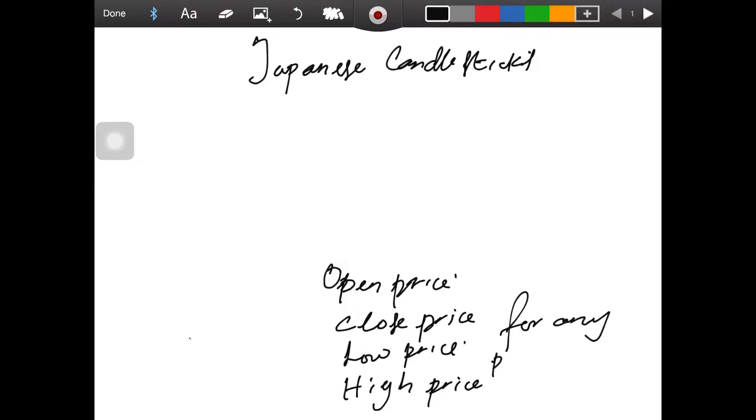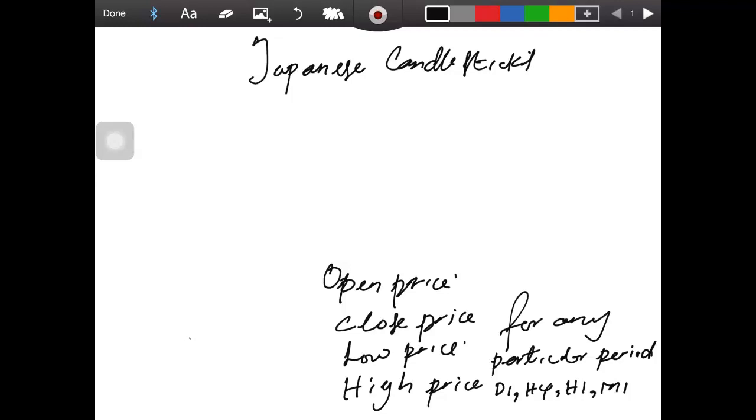Your particular period could be 1 day, that's 24 hours, D1 on MT4. It could be 4 hours, H4. It could be 1 hour, H1. It could be 1 minute.